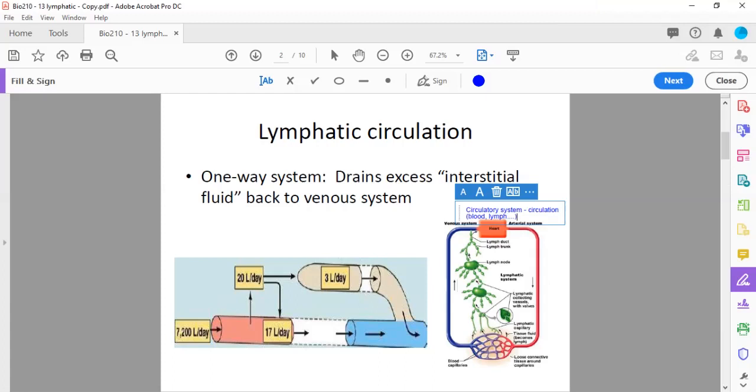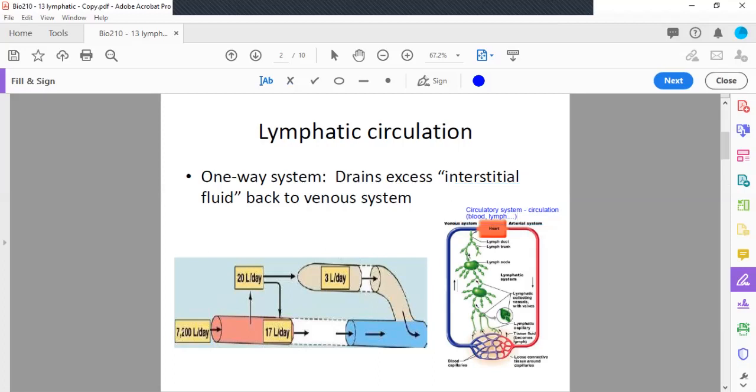Let's examine this image on the right. You can see that the heart is a pump, and its main purpose is to pump the volume out into the arterial system, and the arterial system delivers blood to the organs and provides nutrients to the organs.